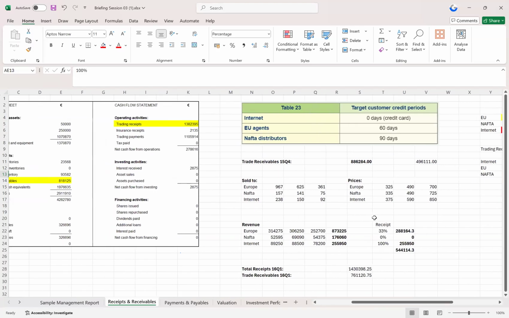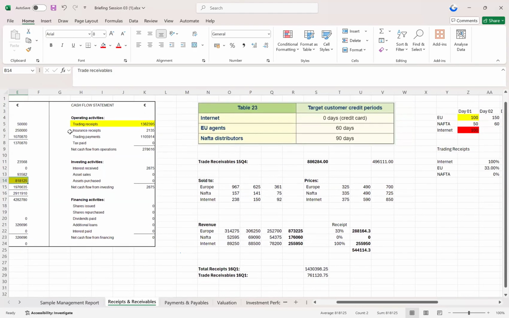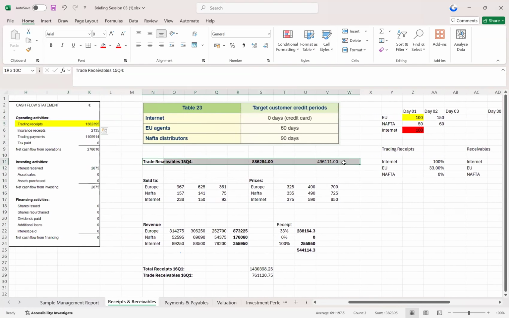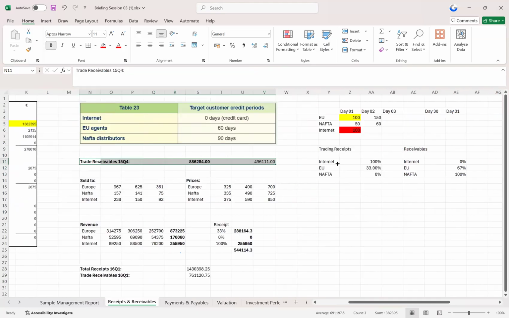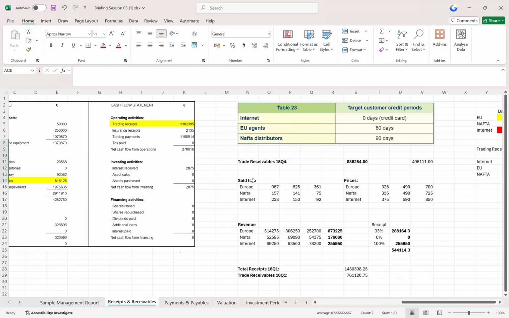Okay. So now let's try and calculate and match these figures, right? To calculate trading receipts, the trading receipts of any quarter will have two parts. The trade receivables of the previous quarter, because what becomes receivables will become receipts of my next quarter, correct?